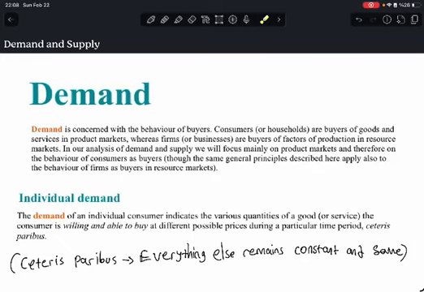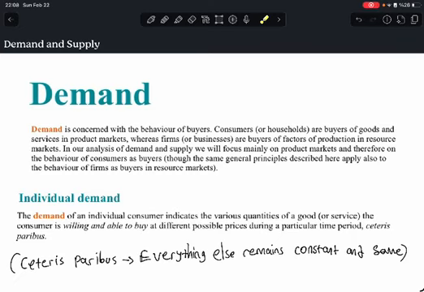Today I'm going to talk to you about demand and supply. It's like the base of economics, IB, and you have to grasp these topics very tightly if you want to get a high score. So let's begin with demand.